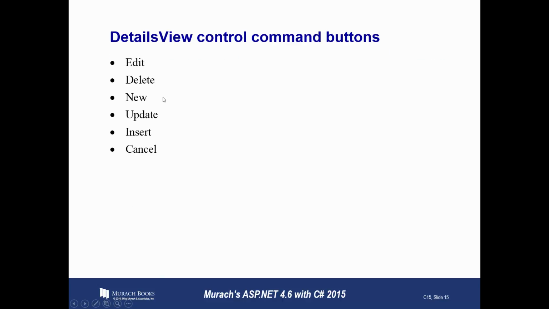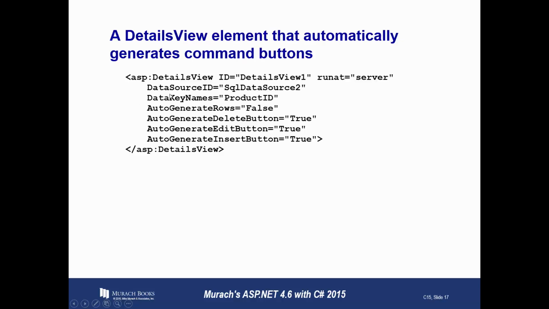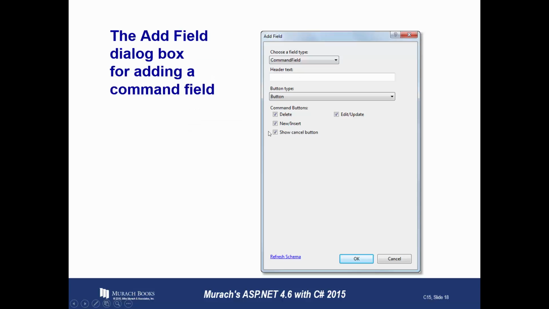As far as the adding of command buttons, here's the details view that automatically generates the buttons, so you can see the ones that are true here. And you can add command buttons to a details view to let the user do those major operations that we talked about. So notice we can let them delete records, insert new records, update or edit existing records, and we can allow a cancel button to be shown. These command buttons are similar to the command buttons for a grid view control, but the details view control doesn't provide a select button, okay? And it does provide new and insert buttons, which you don't get with a grid view.